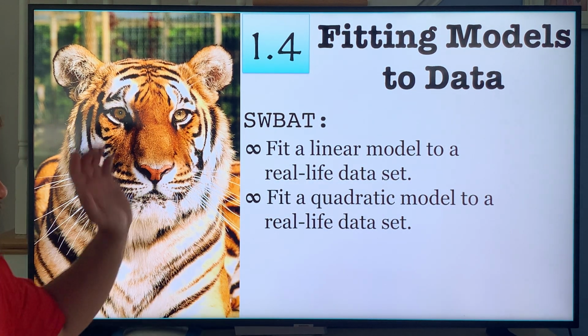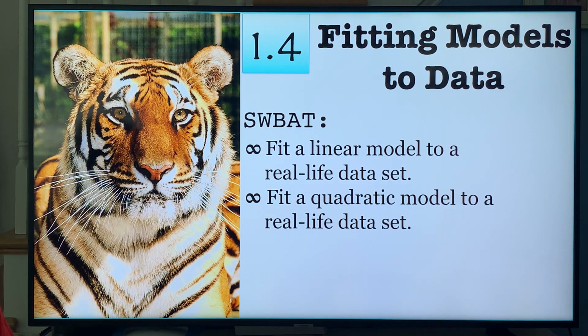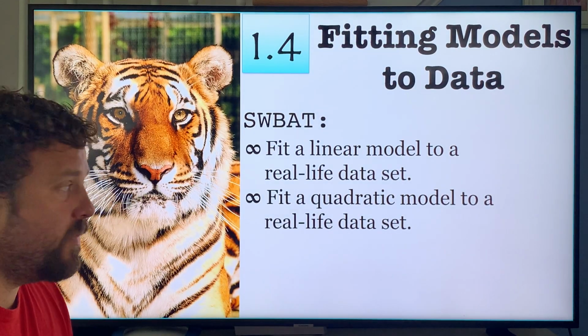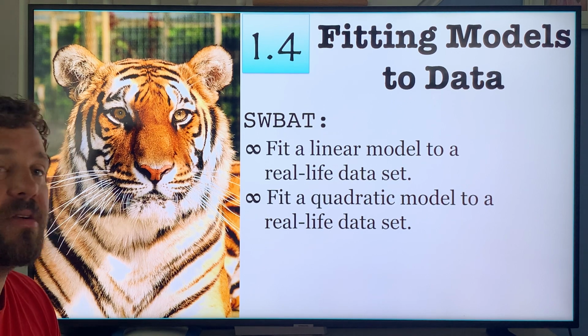All right, so we learned how to fit a linear model and a data model, and you learned how to use a graphing calculator. Hopefully you get all this. And if you don't, go back and practice it. The hardest thing is making sure you type everything in the calculator correctly.